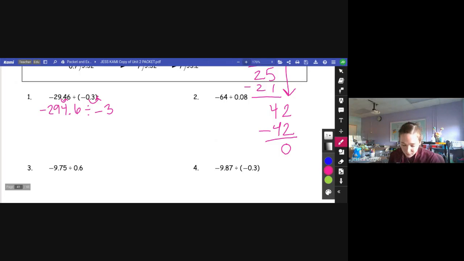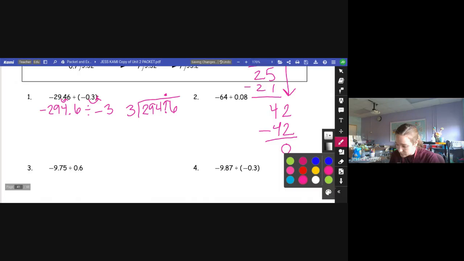So now I'm going to set it up. The first number goes in the box. The 3 goes on the outside. I'm going to kind of ignore my negatives right now until I get to the very end. 294.6. I've already got my decimals in the right spot, so I'm going to bring it up. And I'm going to go ahead and do those steps of long division.